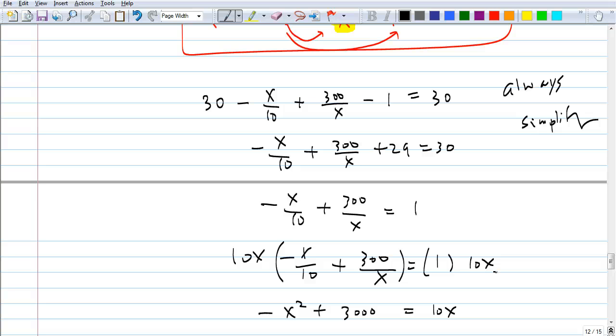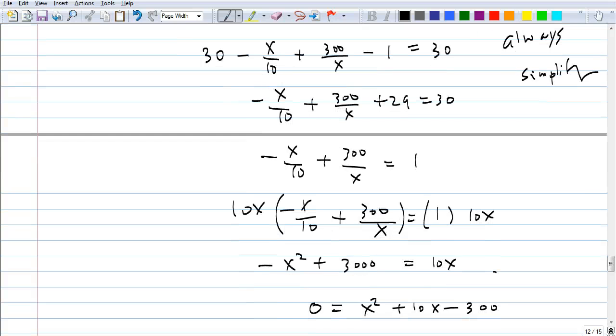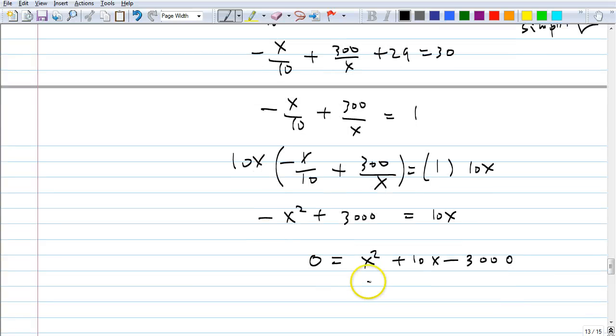And we want to make it equal to 0 so that we could use the zero product property. You should have all gotten 0 equals x squared plus 10x minus 3,000. Correct? Nice job, Lindsay. Do we know how to factor this trinomial? Our leading coefficient is 1, that's easy. How many ways are there to get x squared? One way. Yeah, x and x. So it's got to be x and x.